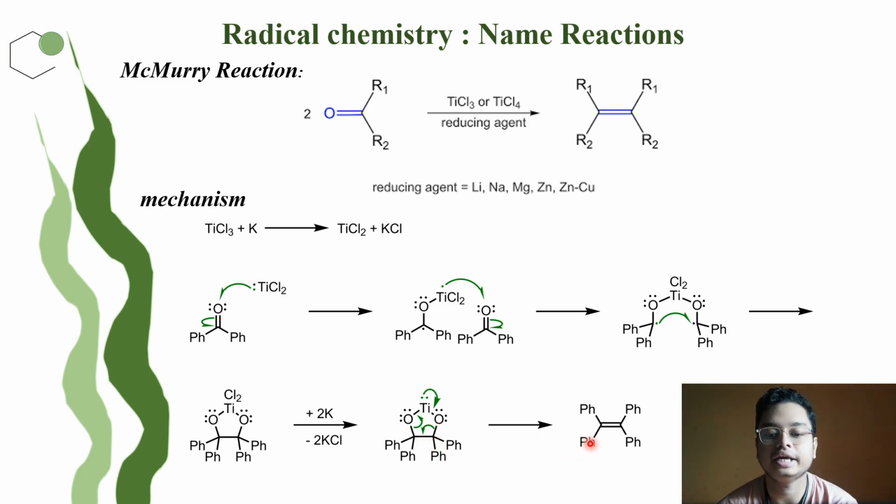If we talk about the stereochemistry, it is usually found that the McMurry reaction normally yields the trans olefin because of steric issues. So that's enough for the McMurry reaction. Let's move on to our next radical-based name reaction.